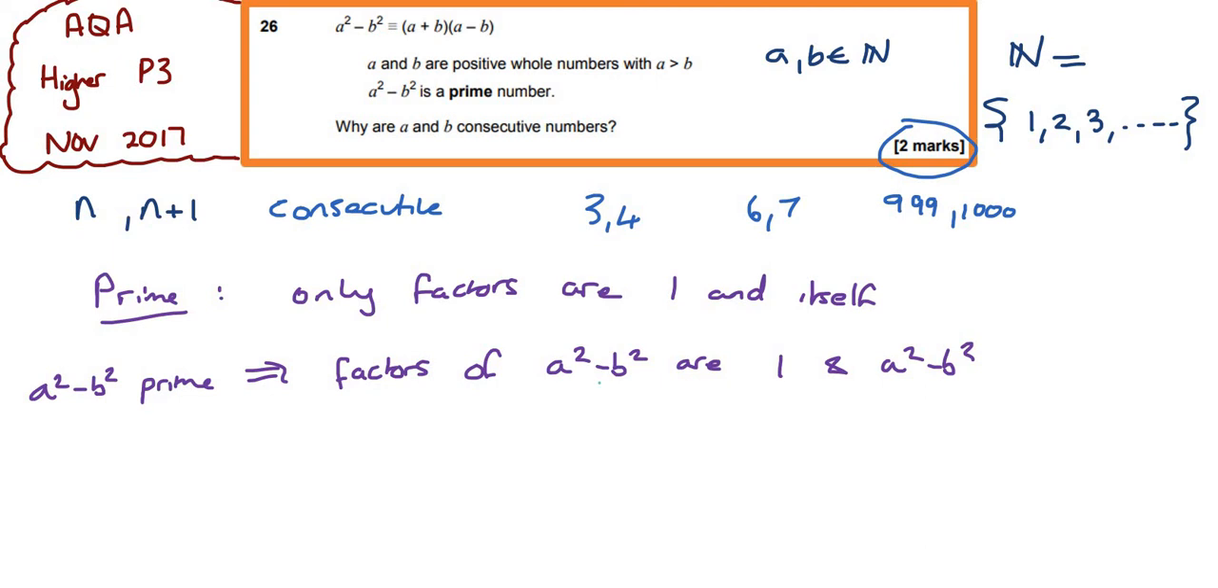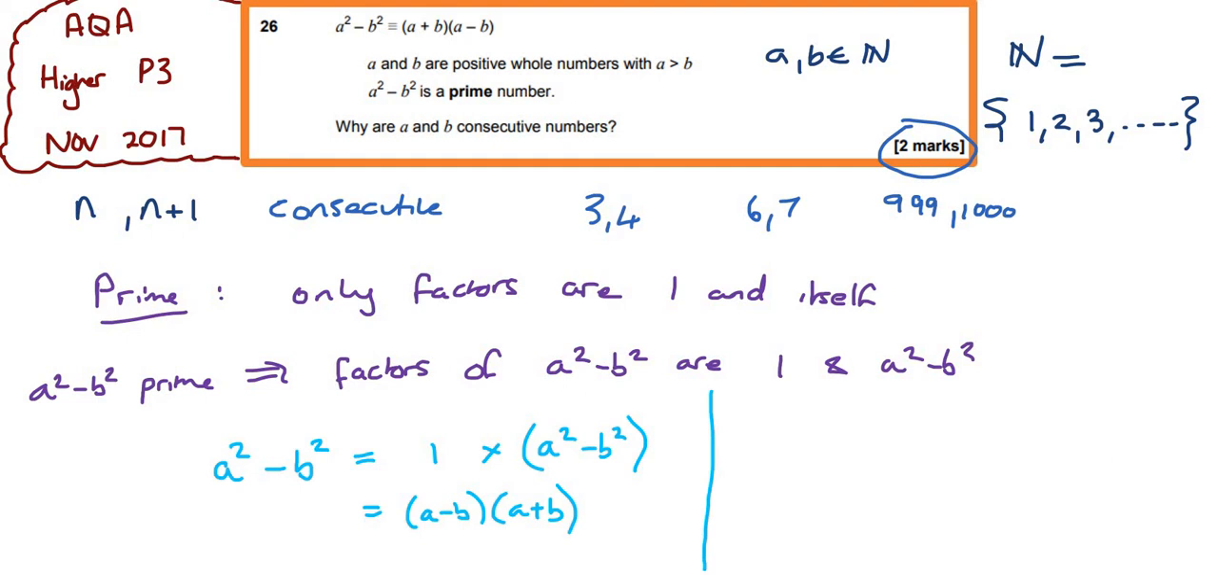Because of this, the only way we can write a squared minus b squared as a multiple of two things is as 1 times a squared minus b squared. But we also know that a squared minus b squared is a difference of two squares, so we can equally write this as a minus b times a plus b. And we're almost there now.